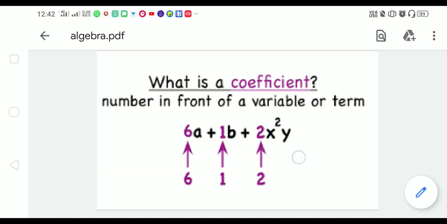If in any case the question is, tell me the coefficient of y, here 2x square is multiplied by y. So 2x square is the coefficient of y. Okay.